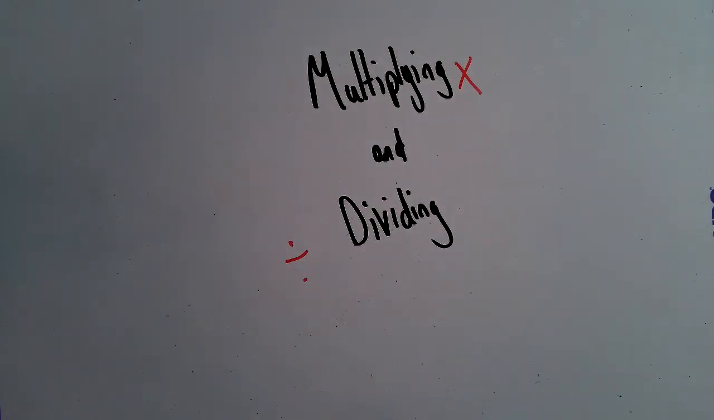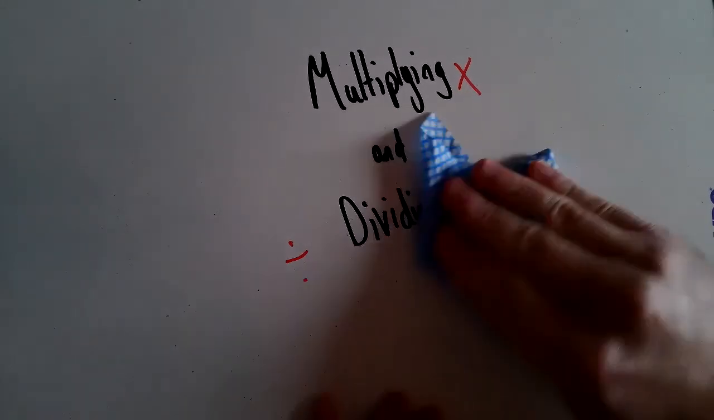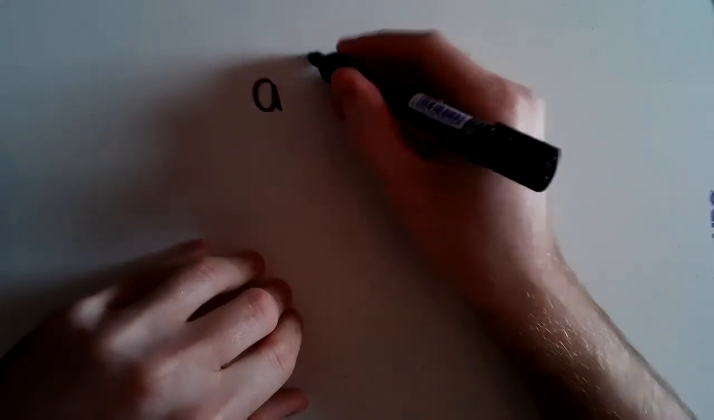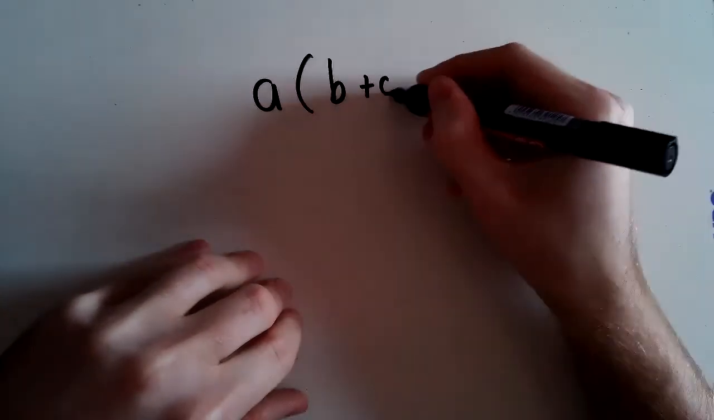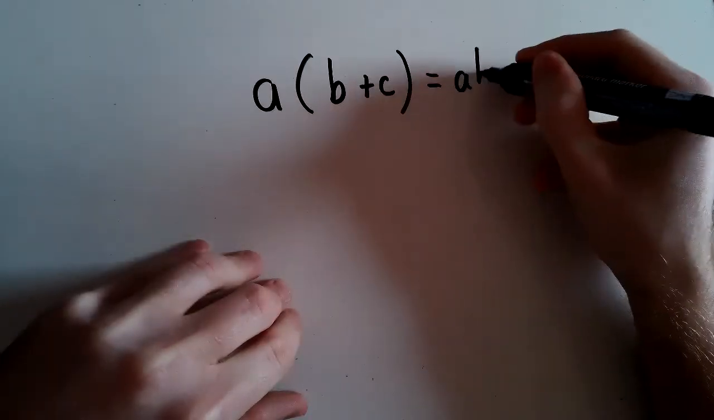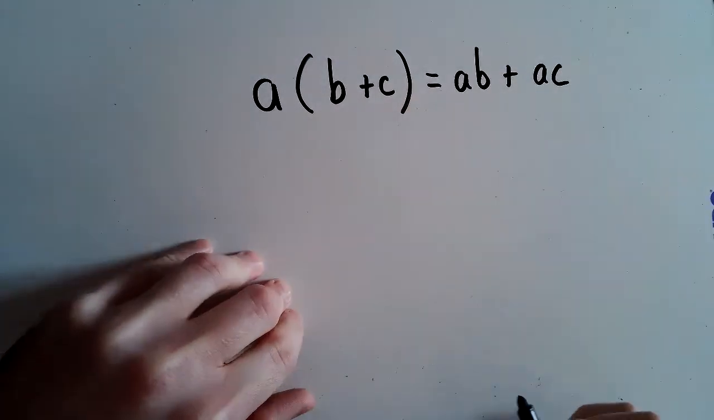Okay, we're going to look at some misconceptions to do with multiplying and dividing. So, let's first of all look at some obvious rules that you'll know off by heart. I bet you know that if I've got a number and I times it by a number add a number in brackets, then I can just expand and get a times b plus a times c.